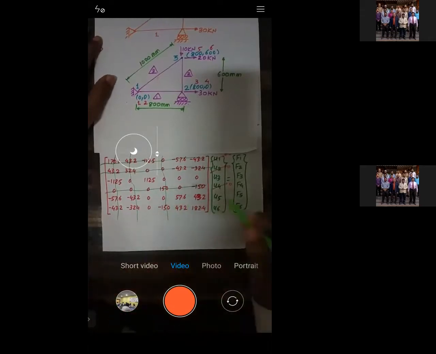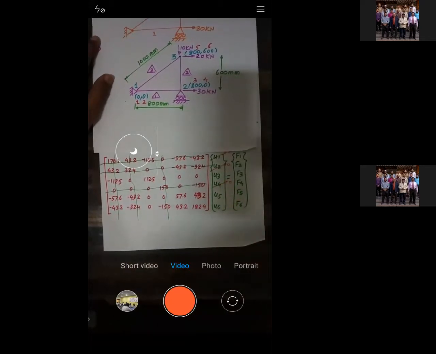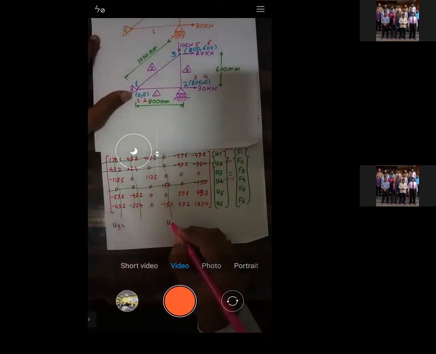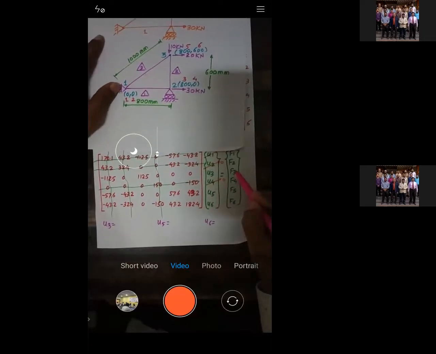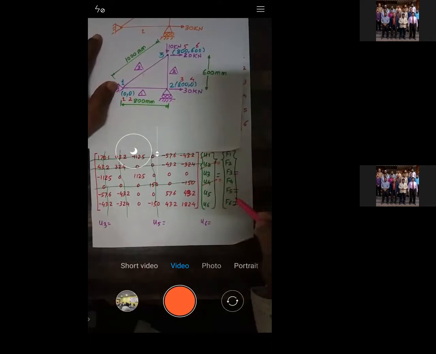We have the equations in the form of U3, U5, and U6. Ultimately, we are interested to calculate the values of U3, U5, and U6. This we should determine. If you want to get the value of U3, U5, and U6, we should enter the value of F2, the value of F5, and the value of F6. The right hand side should be known. Then only we'll be able to determine U3, U5, U6.